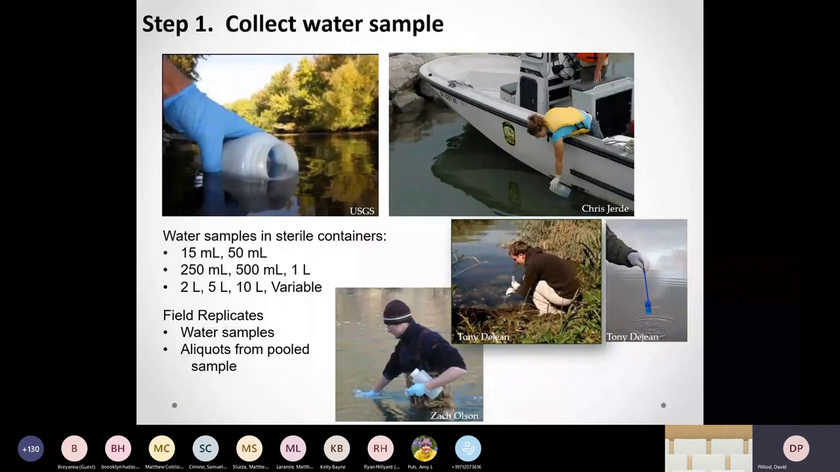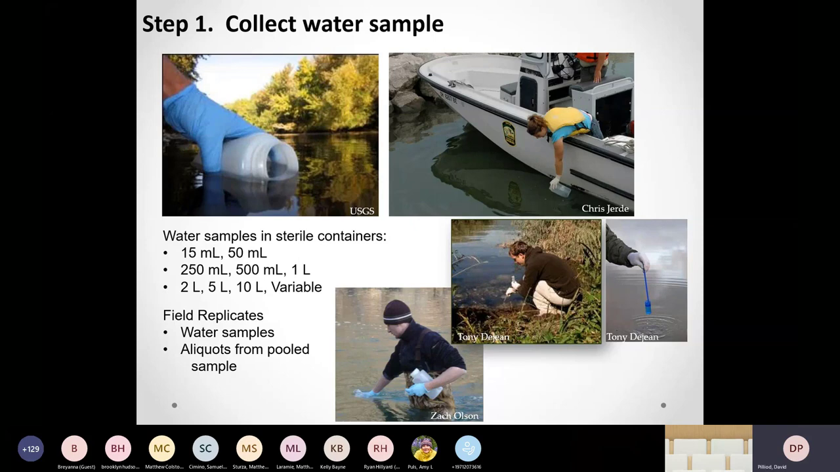But the basics is you, step one, collect the water sample. And water samples have to be collected in sterile containers. That's very important. People ask questions about autoclaving versus bleaching, things like that. Realize that any kind of bleach you use, if it stays in the container, it could degrade the DNA that you're trying to catch. So there's all sorts of issues to think about. Autoclaving also has some issues where it does not necessarily destroy all the DNA, and so you could have contamination. So single-use containers is very common.